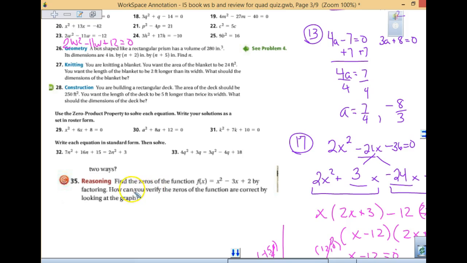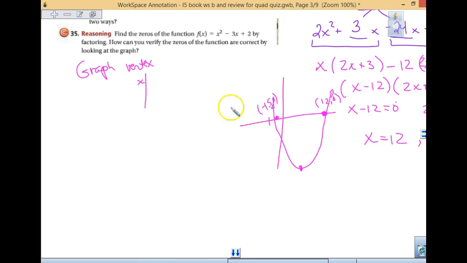35. Find the zeros of the function by factoring. Verify it by looking at the graph. So do you have to graph this one? Yes. When you graph it, what do you need to find? The vertex, right? And then you're going to make that table of x, y. So when I am looking at this one to do question number 35, the first thing it says to find the zeros, that means replace this f of x with 0 and factor x squared minus 3x plus 2.